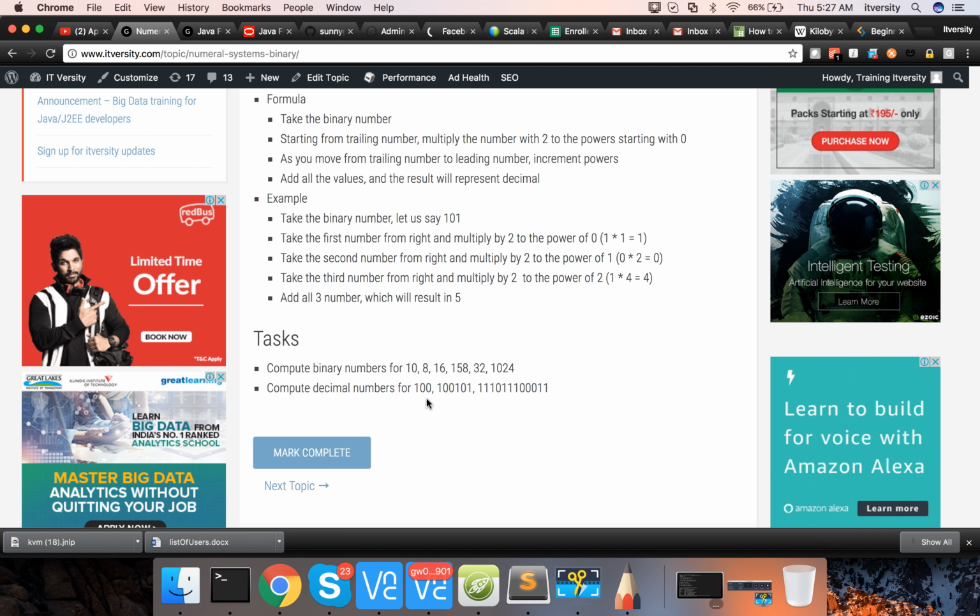Remember that binary is the format which is used very extensively as part of computers, and even as part of programming we will be using the binary format in many places. So you have to have a good understanding of these things, and only then will you be able to become a better programmer.